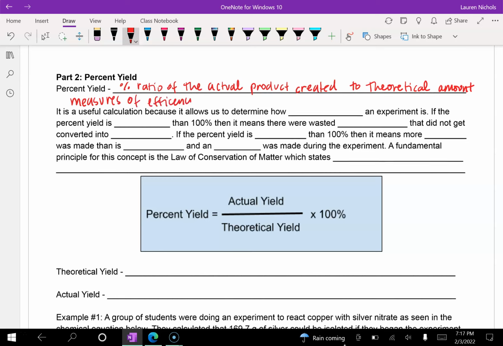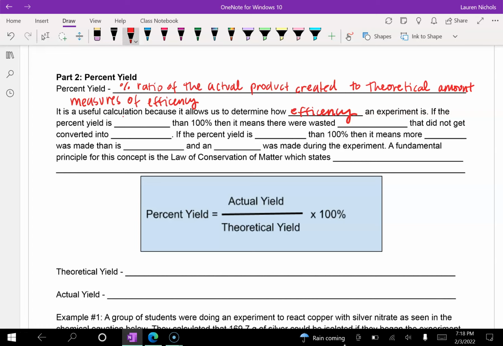So if you are supposed to create 100 grams, but every time you do the experiment, you're only creating about 60, then there might be something going on with your experiment that you can tweak to increase the efficacy of your reaction. And so that's why it's such a useful calculation. It helps us calculate its efficiency.